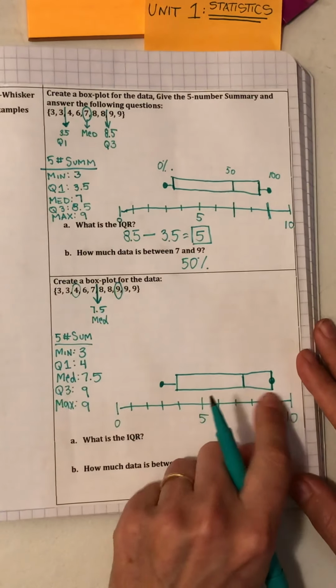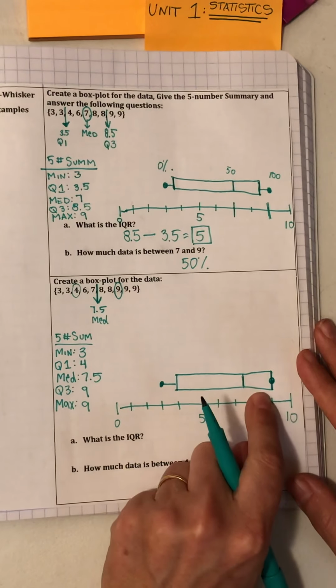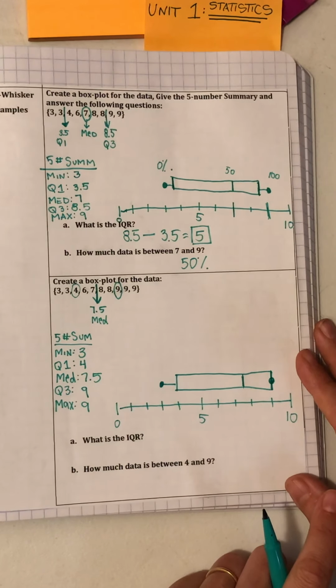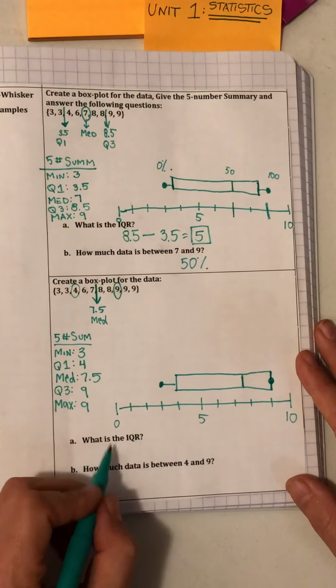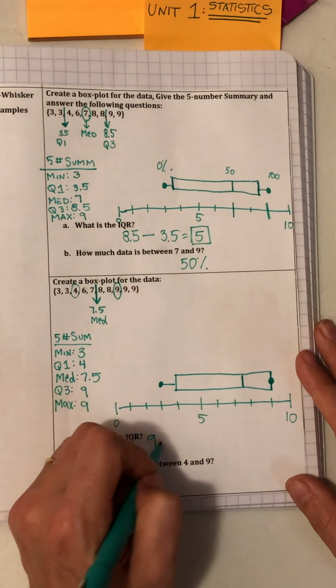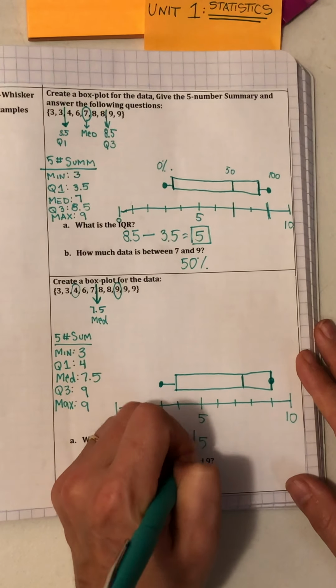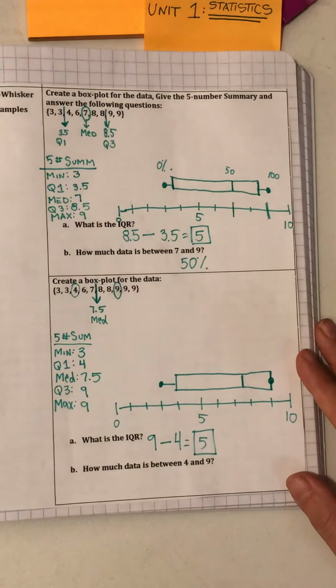So that just says that there are a lot of repeating numbers and there's lots of numbers between here. Okay, what's the IQR? So that's Q3, 9. Take away Q1, which is 4. So again, that's 5, just like the example above, even though the data is different.